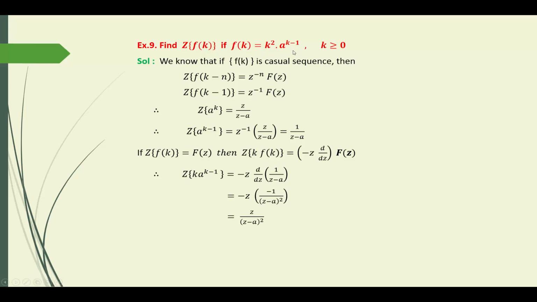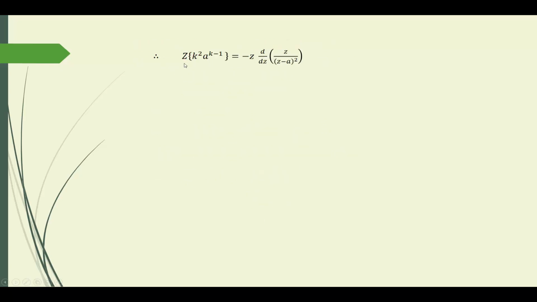Now find z transform of k square a raised to k minus 1. Therefore, z transform of k square a raised to k minus 1 equal to minus z into d by dz of z upon z minus a bracket square, equal to minus z. Apply here the u upon v formula of derivative: bracket z minus a bracket square into d by dz of z, minus z into d by dz of z minus a bracket square, upon z minus a bracket square whole square, which is z minus a bracket raised to 4. Equal to minus z inside the bracket: z minus a bracket square, derivative of z is 1, minus z, derivative of bracket square is 2 into z minus a, upon z minus a bracket raised to 4.